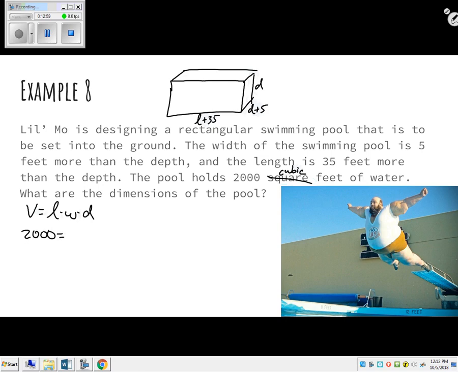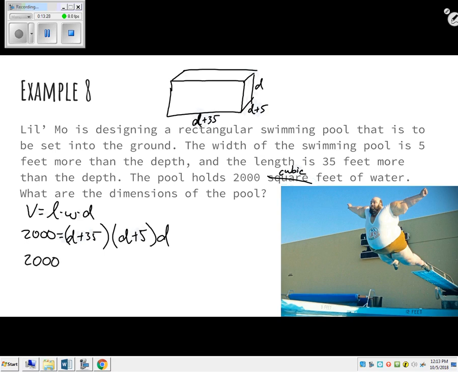So I plug in what I know. I know the volume's 2,000. I know the length of it. Oh, it's not L plus 35. Sorry about that. D plus 35. And I know the width of it is D plus 5. And then there's the depth. Again, I want to get this into a polynomial that I can solve. So that means I need to get rid of my parentheses.